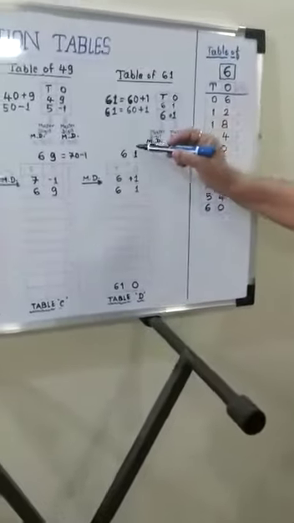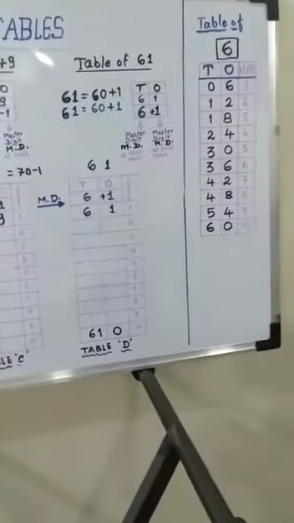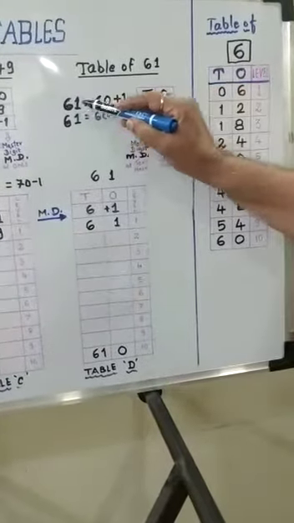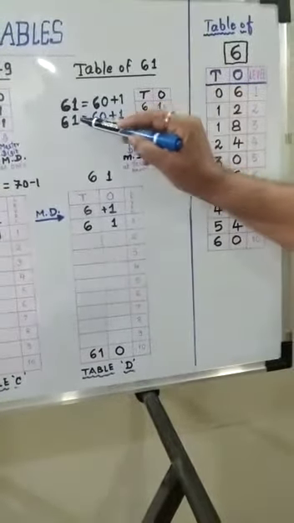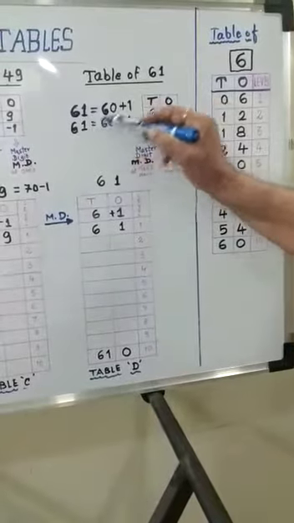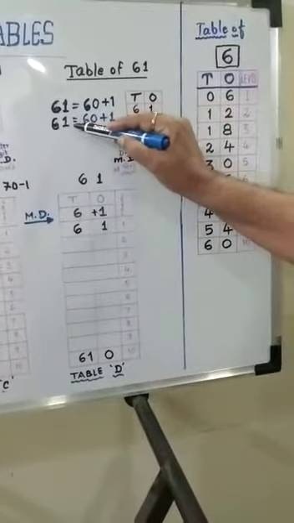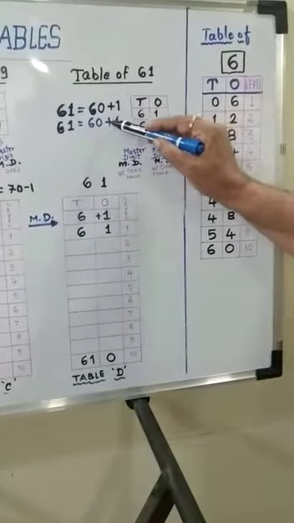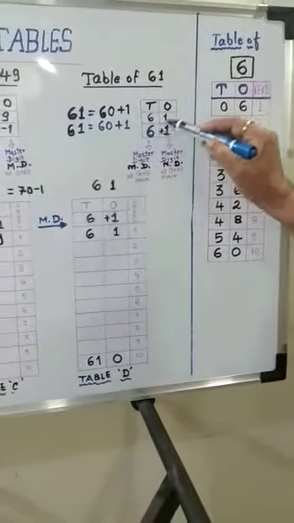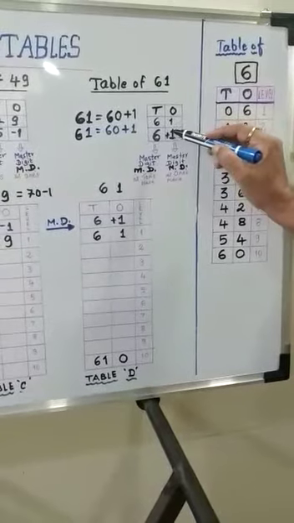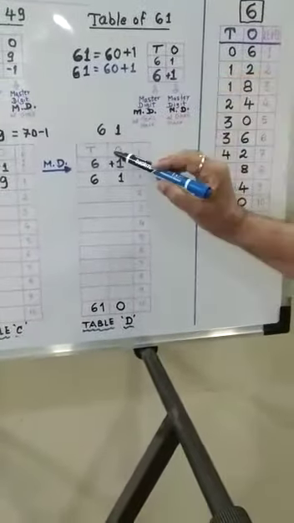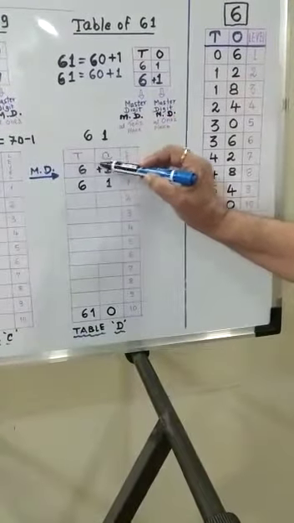So let's consider the table of 61. 61 is equal to 60 plus 1, and 61 is near 60 only. That is why we need not go for 70 and minus 9. So we can just put 61 equal to 60 plus 1. For this 60 we put 6, and plus 1 over here. So in this case the master digits are 6 and plus 1. Now we put these master digits over here.